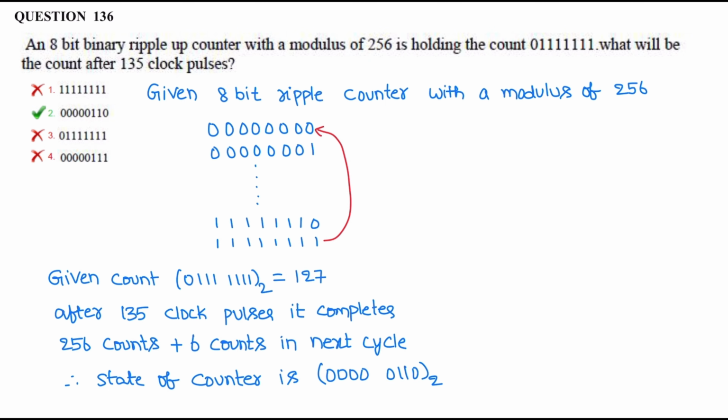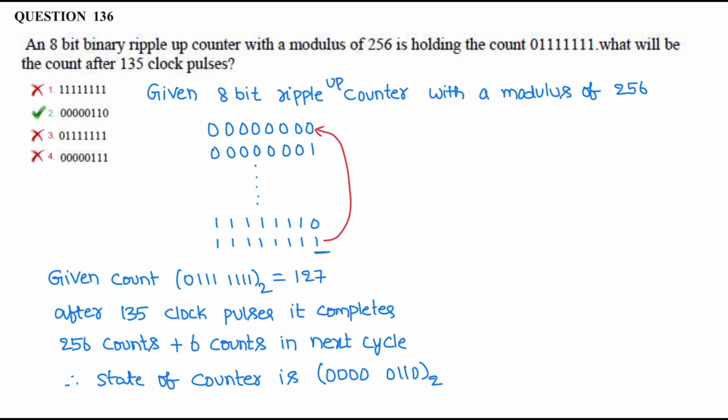Next question. An 8-bit binary ripple up counter with modulus of 256 is holding the count 0111 1111, that is 7 ones. What will be the count after 135 clock pulses? In the question it has been mentioned it is an 8-bit ripple up counter with modulus of 256. For a ripple up counter, the state starts from 00000000, all zeros, to all 1s. When it reaches all 1s, again it resets to initial state.